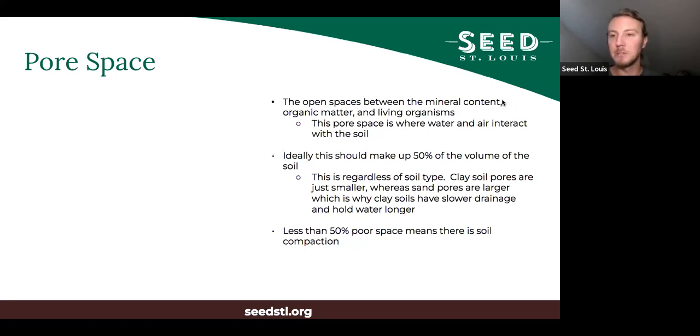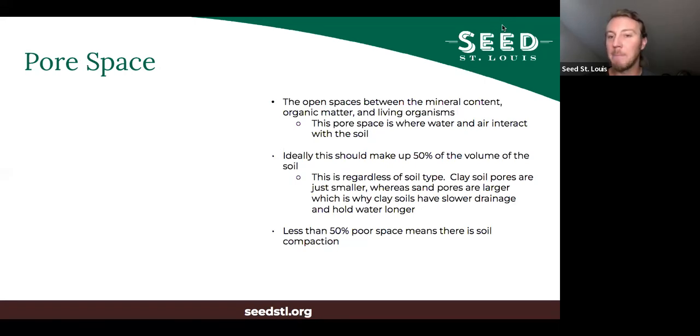So pore space, the negative space, is also an important part of your soil. If you have no pore space, you don't really have soil, because nothing can grow. The roots, the water, everything lives in that pore space. It is simply the open space between those mineral particles. It's also where the organic matter lives, and where the living organisms in the soil live.